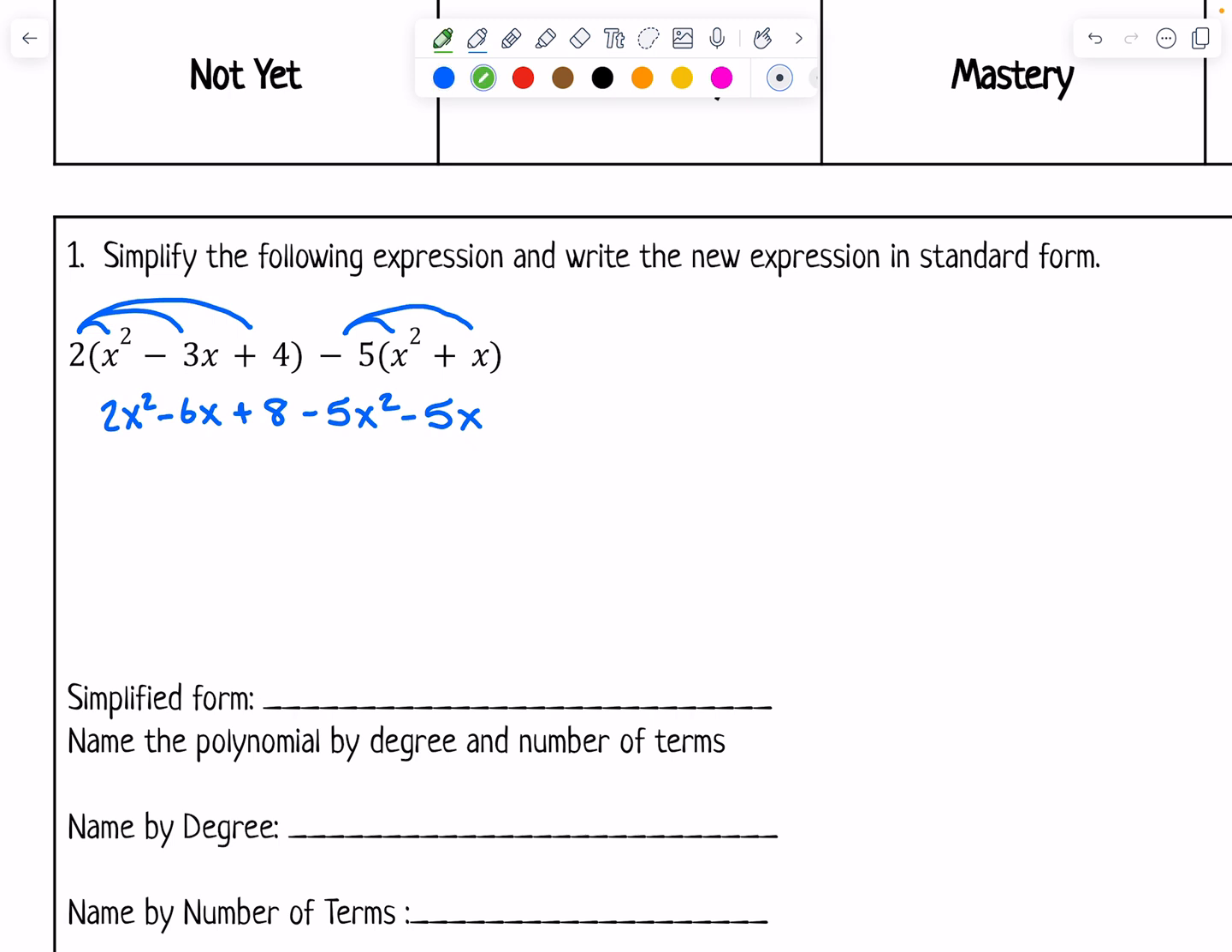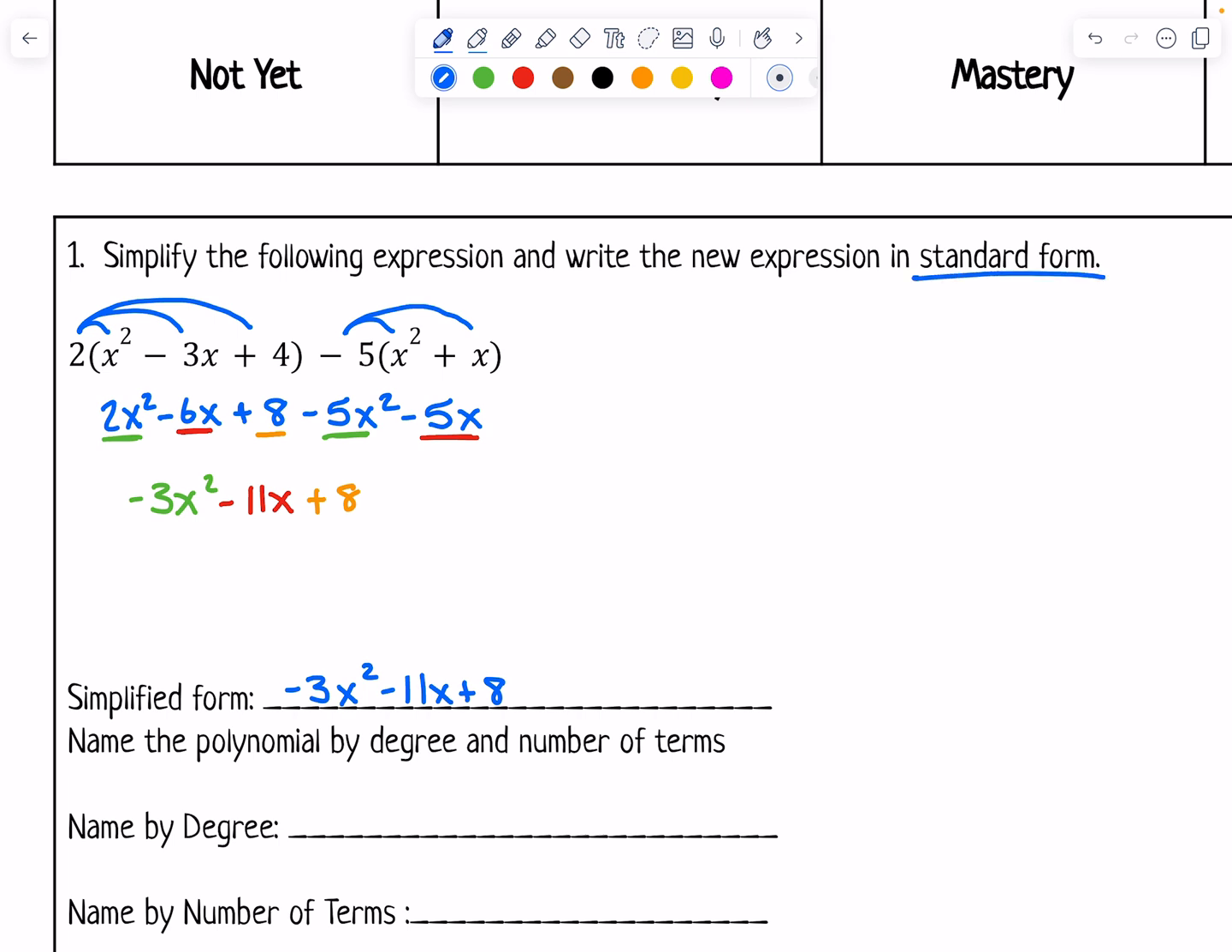So from there I want to combine like terms. I have 2x squared minus 5x squared, which combines to give me negative 3x squared. Then I've got negative 6x and negative 5x, so those combine to be negative 11x. And then 8 is by itself as my constant. So for my standard or simplified form, I just have what I wrote right there: negative 3x squared minus 11x plus 8.